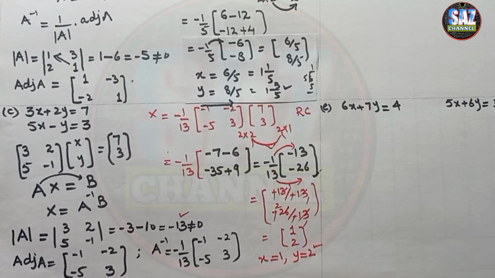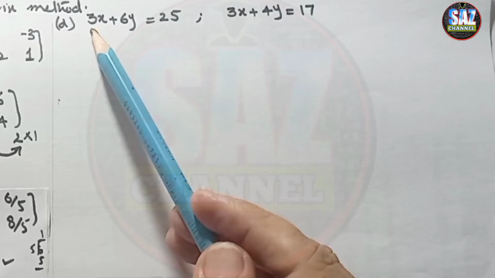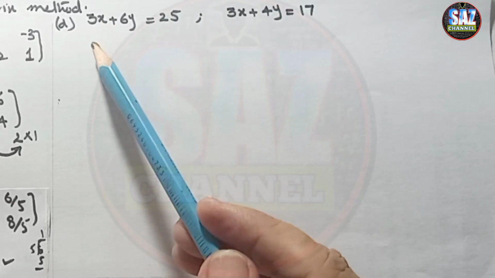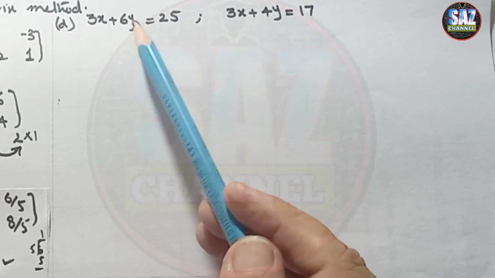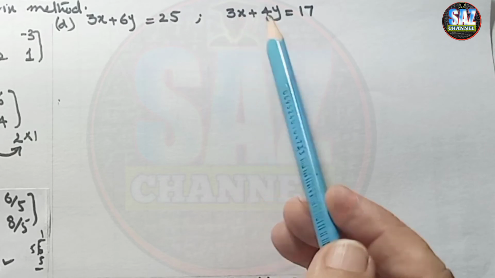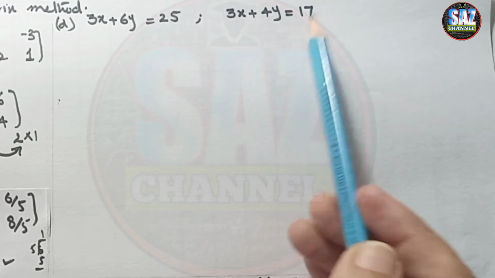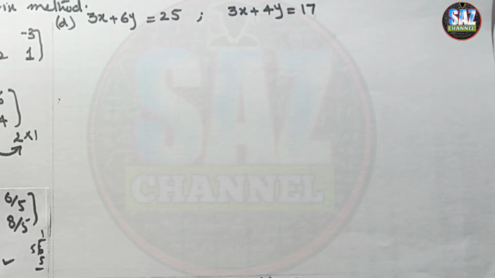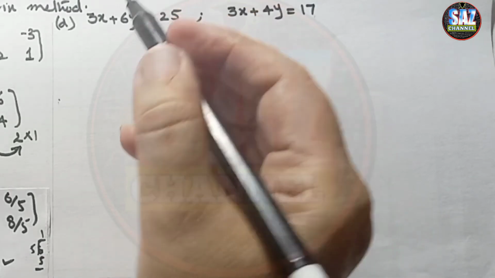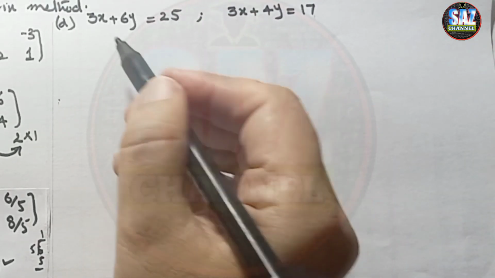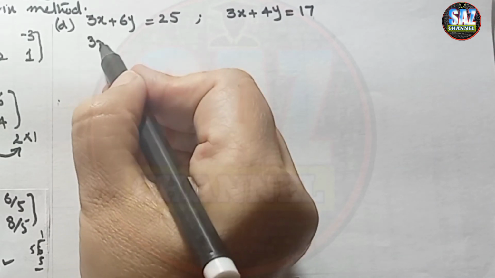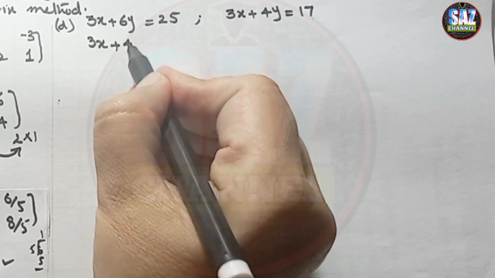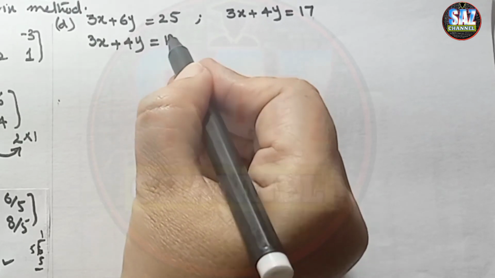Let's move to the next part, D part, and let me read the question from the book. Question is 3x plus 6y equals 25 and 3x plus 4y equals 17. Let's first write the coefficient matrix, and transform these simultaneous equations into matrix form. Let me write the other equation under this equation. 3x plus 4y equals 17.